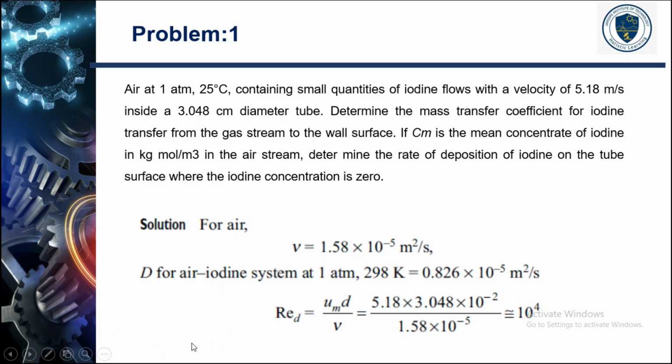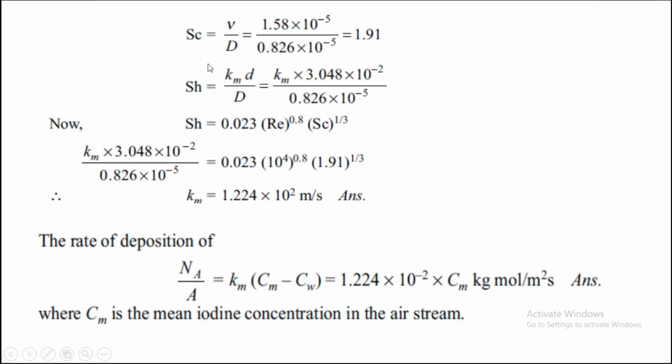Our first step, always, is to find the Reynolds number. What is the Reynolds number? Velocity times diameter by nu. How can we find nu? For 25 degrees Celsius, take that value from the HMT data book. After evaluating nu, substitute and find the Reynolds number. After finding the Reynolds number, we have to find the Schmidt number. Schmidt number means nu by D. So we evaluate the Schmidt number.